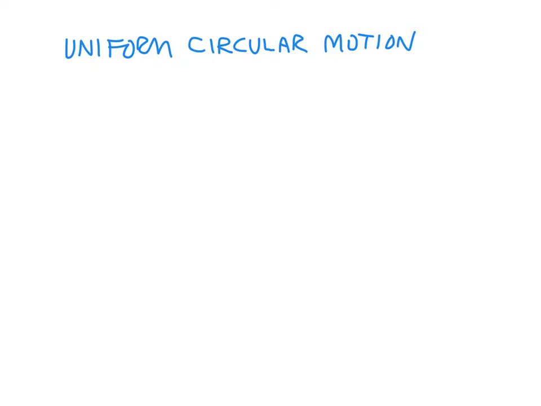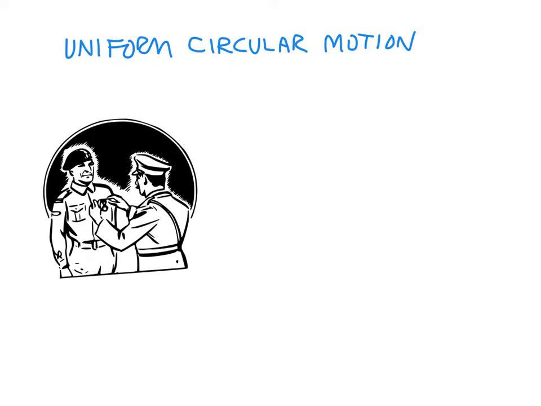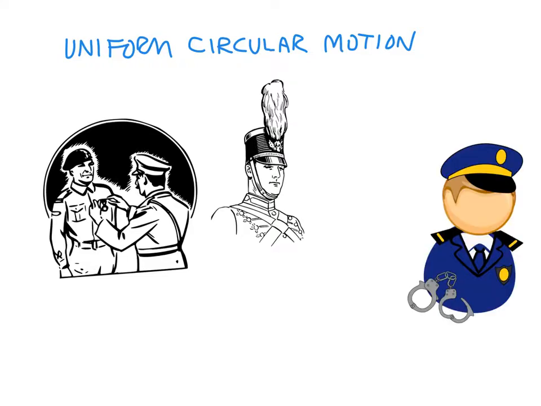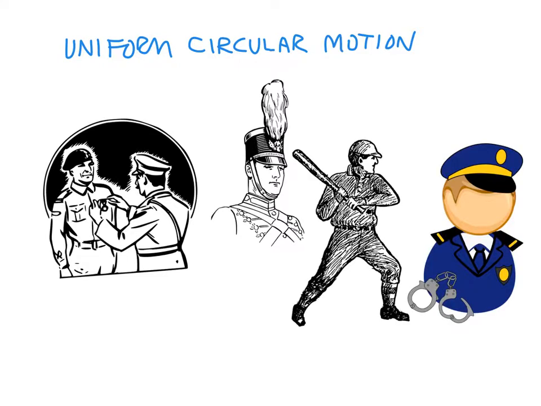In this video, we'd like to discuss the details of uniform circular motion. When we talk uniform, you might think of things like a soldier's uniform, a band uniform, a police uniform, or maybe even a sports uniform. When we talk about uniform circular motion, though, we talk about the idea of uniform meaning the same.